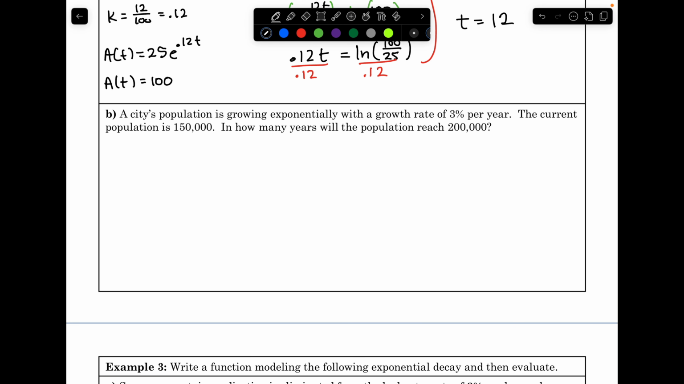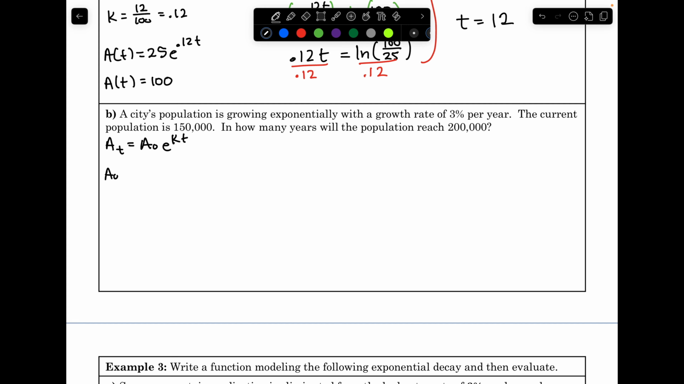So now let's consider this next example. We have a city's population growing exponentially with a growth rate of 3% per year. The current population is 150,000. In how many years will the population reach 200,000? So first, beginning again with coming up with a model to represent this, we're going to set up an equation.